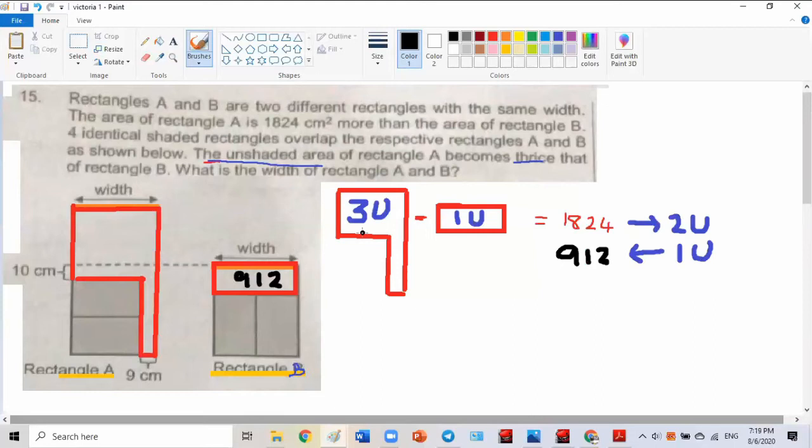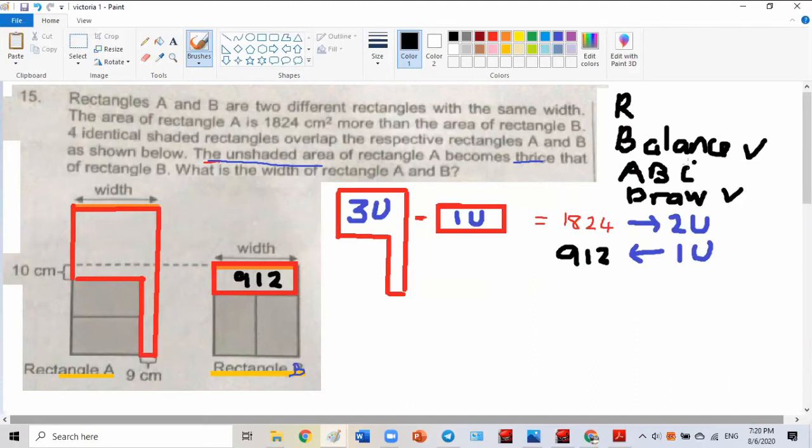Now that I've read everything, what does my RBAD method tell you? You can find ratio, but I don't think we can do ratio here, right? Balance, right? Can we find something that balances here? I'm not even sure we'll be using ABC, so draw. Without drawing, I don't understand what I'm doing. Now, let's find something that balances.